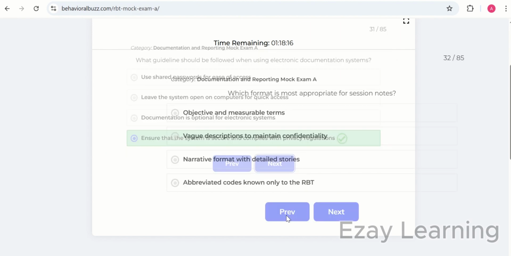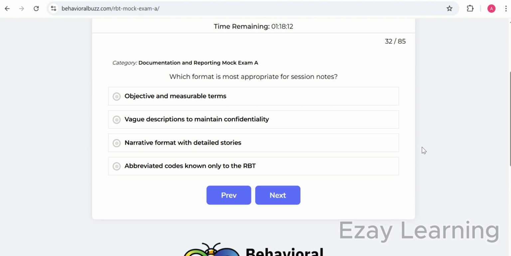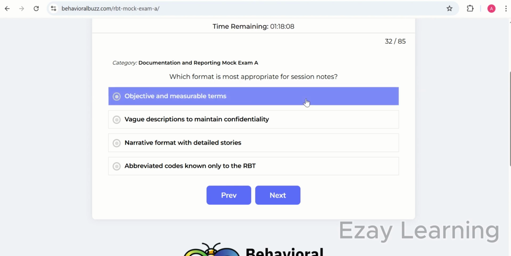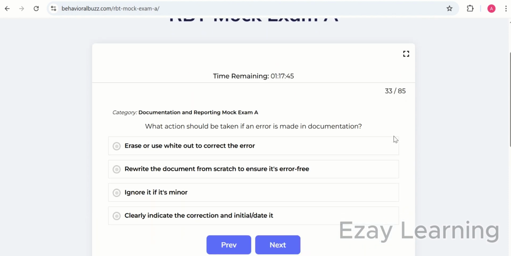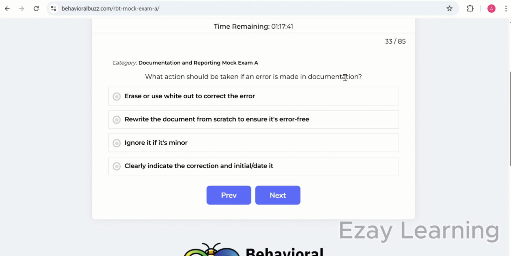complies with privacy regulations. Which format is most appropriate for session notes? Objective and measurable. Obviously you have to explain in the most measurable and objective way. You don't have to include any subjectivity. What action should be taken if an error is made in documentation?